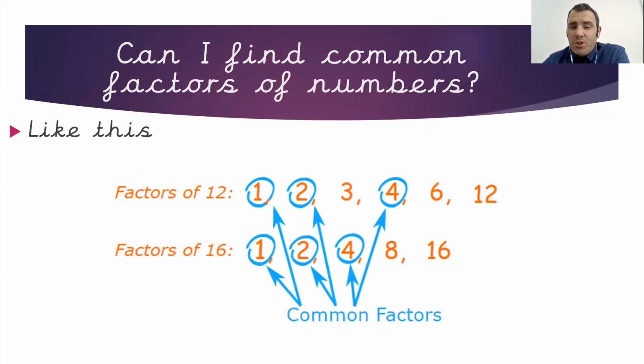So this is sort of the thing you should have ended up with. We should have a list of the factors of 12, a list of the factors of 16, and we can say that the common factors they have are 1, 2, and 4.